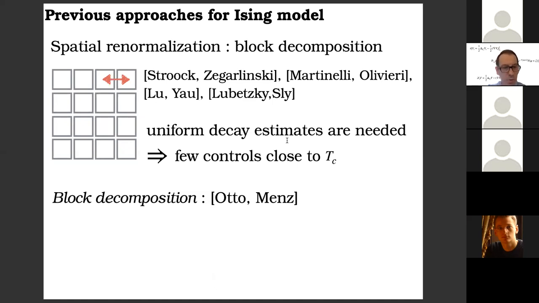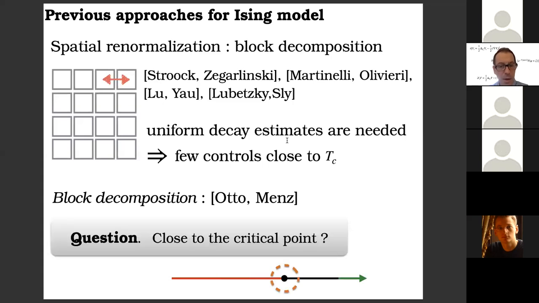So also in the conservative case, the block decomposition is very important, and in particular in this work by Otto and Menz. Now the question I would like to address is, can we say something close to the critical point? In general, we don't know how to do that, but we would like to get some strategy, or try at least to address this type of question for some class of models.